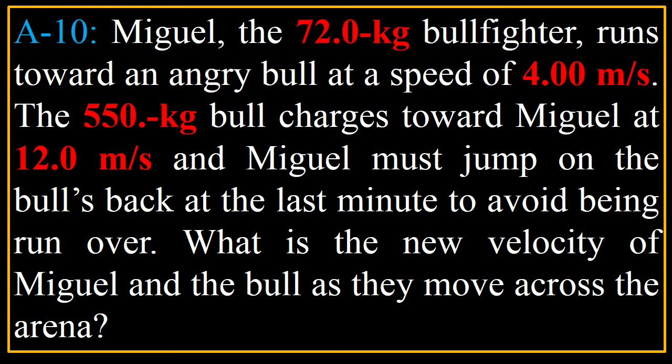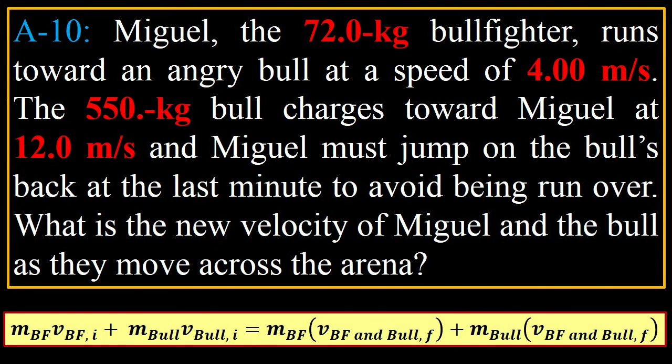Miguel, the 72-kilogram bullfighter, runs towards an angry bull at a speed of 4 meters per second. The 550-kilogram bull charges towards Miguel at 12.0 meters per second, and Miguel must jump on the bull's back at the last minute to avoid being run over. What is the new velocity of Miguel and the bull as they move across the arena?